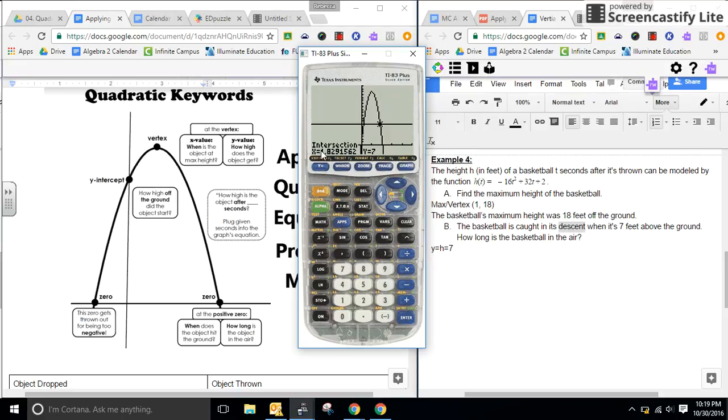Okay, and we got 1.8 seconds with 7 feet. So the basketball was in the air for 1.8 seconds.